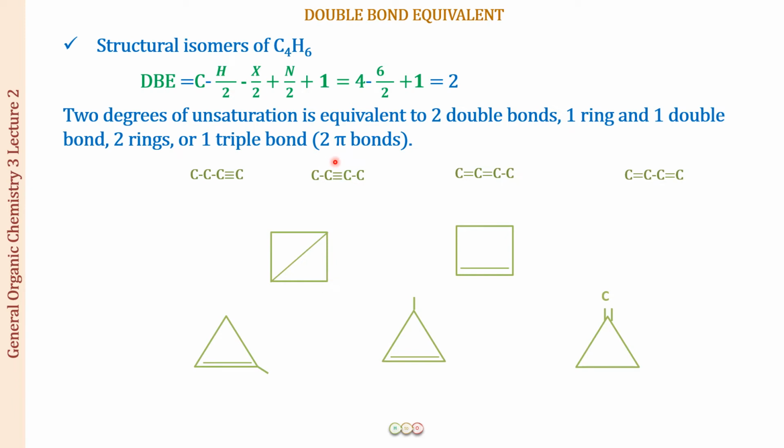So this is position isomers. Here we have a triple bond, here we have a double bond. So this is going to be functional isomers. Here this is a triple bond, here this is a ring compound. So these are going to be ring chain isomers, and so on. This is what you have learned previously.